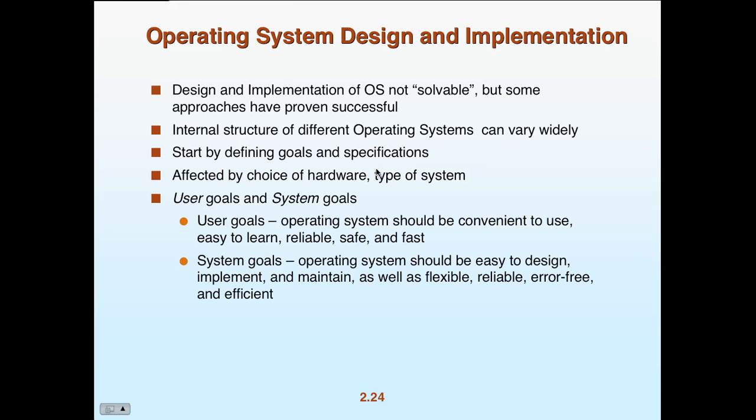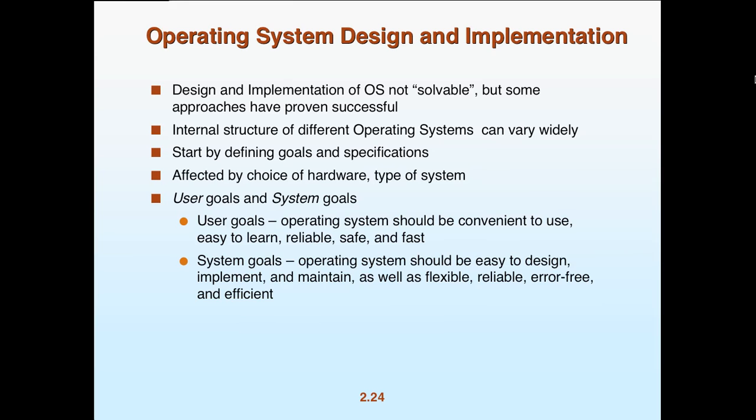So the design of Windows made personal computers more usable. The Android operating system made tablets and phones more usable. Internal structures of different operating systems can vary widely. In fact, just comparing Android with itself, the older versions versus the newer versions is completely different. The new is actually faster and better than the older versions. So we have different implementations.